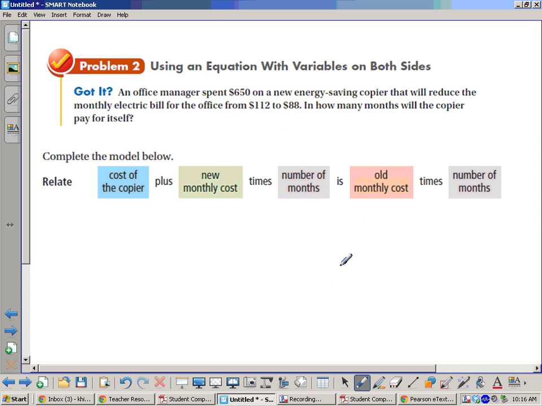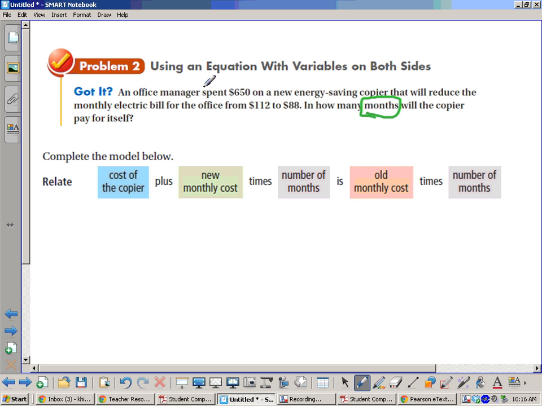When solving for variables, you typically are going to have to work with some word problems. So we're going to go right to the question and try to determine what our variable is going to be and then pull that information out. So in how many months, so months is going to be our variable because that's what they're asking us to find, in how many months will the copier pay for itself. So let's go up here to the problem and pull out the important information.